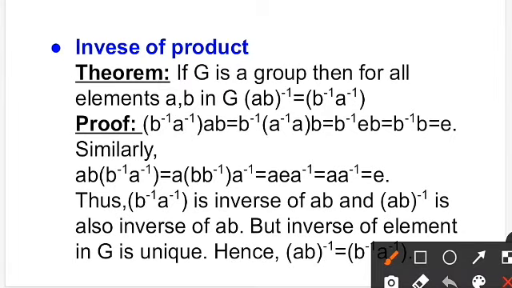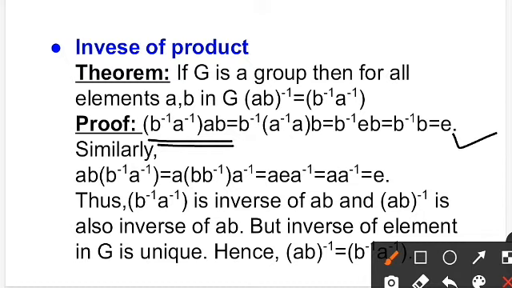The next theorem is the inverse of a product. According to this theorem, if G is a group, then for all elements A, B in G, (AB) inverse is equal to B inverse A inverse. Basically, we are taking any two elements of the group, their product, and the inverse of their product, and we are saying that it is equal to B inverse A inverse. So first of all we will show that B inverse A inverse is the inverse of AB, and for that we will start with B inverse A inverse into AB, because we have to show that they are inverses of each other, so we should show that their multiplication is identity.